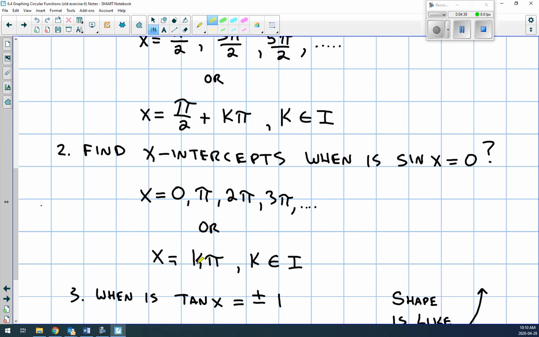So k is 0, would be 0. k is 1, it would be pi. k is 2, it would be 2 pi. k is 3, it would be 3 pi.